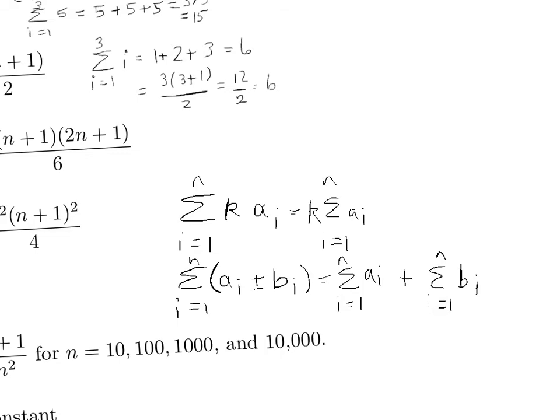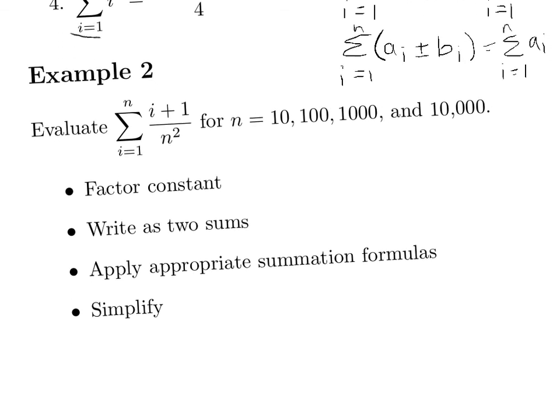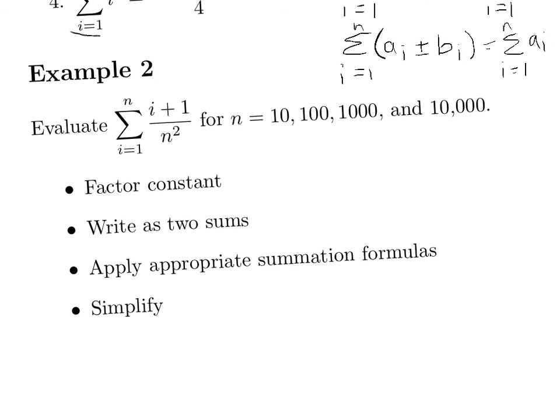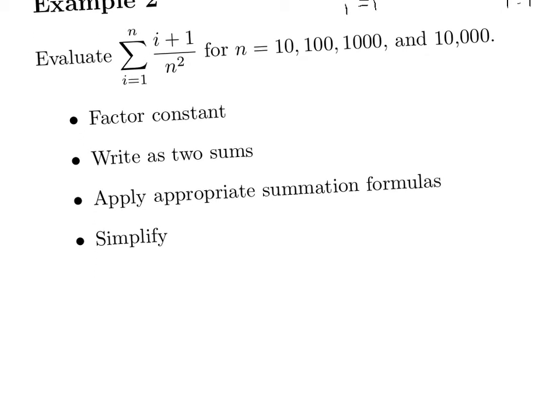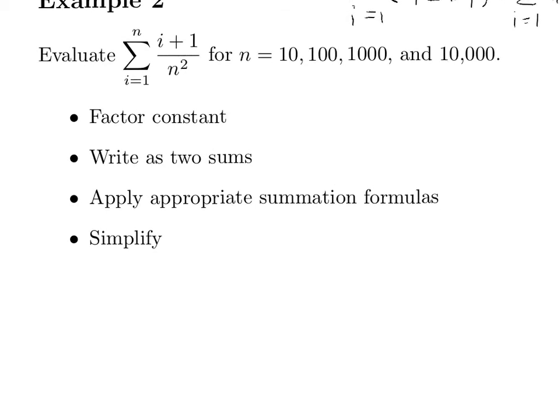We're going to apply these to evaluate this sum for several values. You'll see here we start with 10. 10's not too bad, we could do that by hand. But then we have 100, 1,000, and 10,000, which we definitely do not want to do by hand. First thing we need to recognize in this sum is that we've got a constant. What is our constant? What is this being multiplied by? That's it, 1 over n squared.